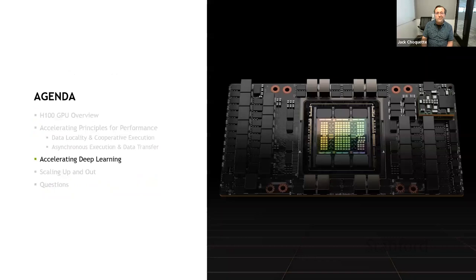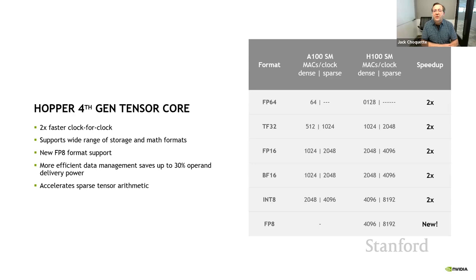Now let's look at some of the improvements Hopper made to accelerate deep learning and AI. At the heart of the Hopper SM is a new 4th-generation Tensor Core. It has double throughput per SM of all the data formats. Hopper Tensor Core has also added a new 8-bit floating point format. It provides twice the throughput of FP16 and BFloat16 formats, matching the throughput of 8-bit integer.